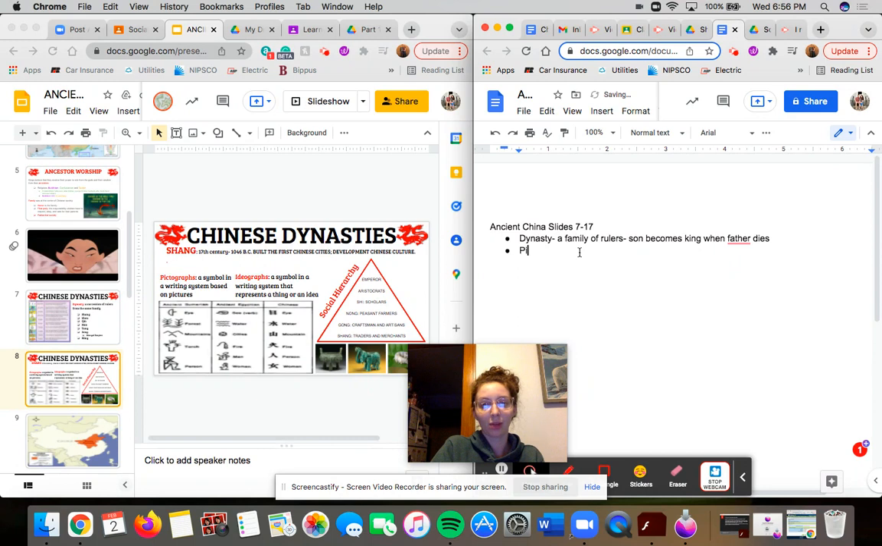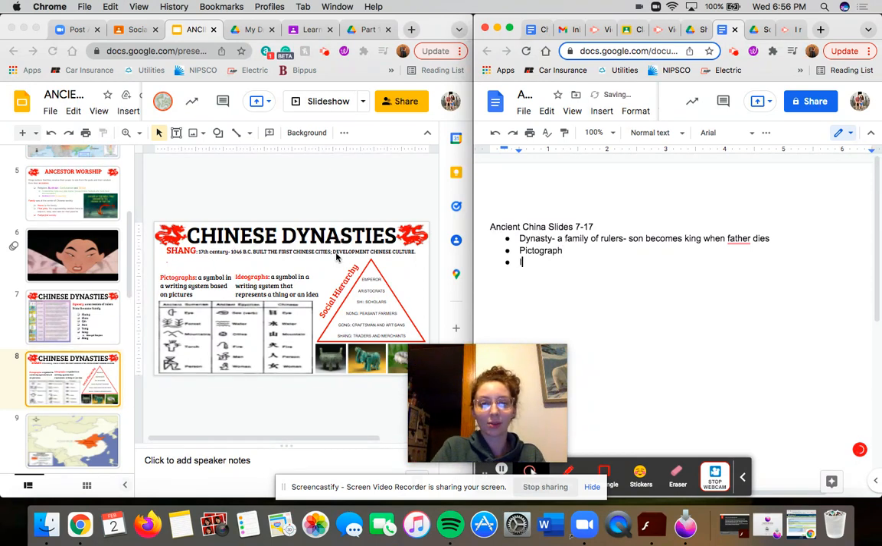So, I'm going to write down the word pictograph. And then I want you to decide how you want to write it. So if you want to write it the same way that Mrs. Bassett has it, then you can just write down these exact words or write down what makes sense to you. If you just need to draw a little picture of a tree, do that.